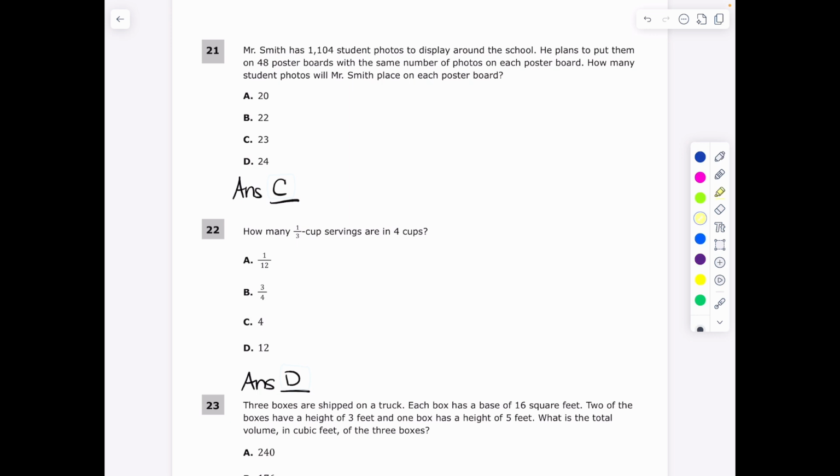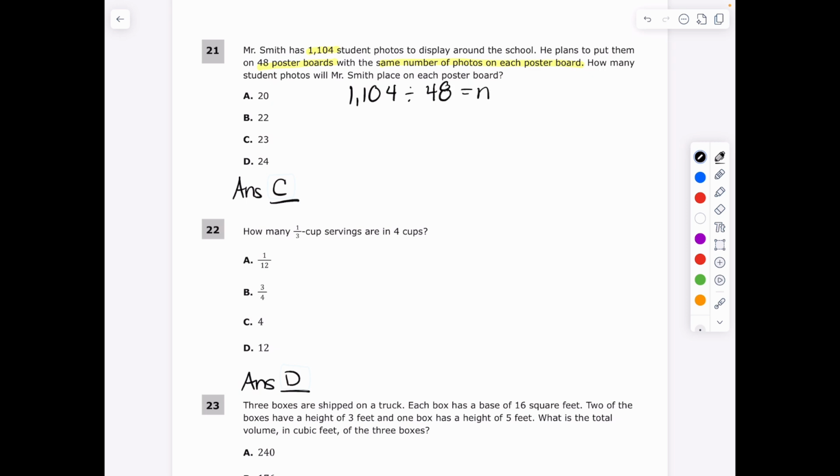For the first one, Miss Smith has 1,104 photos to display around the school. He plans to put them on 48 poster boards. So automatically I'm thinking division, because I'm taking the photos and I'm putting them on boards with the same number of photos on each board. So yep, equal share, division. So how many would be on each board? So my number sentence is 1,104 divided by 48 will give me that number I want.